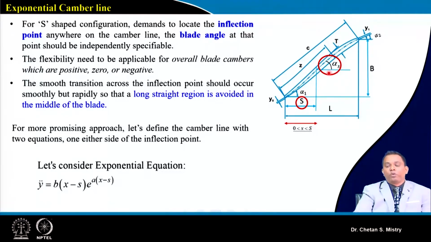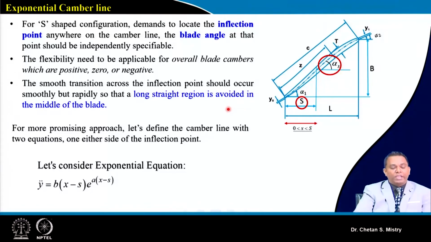So what we will be doing, we will be putting some point, and we will be having control on that point. So we will have one line up to some location, and a second line up to some location, and that's how we can go with the development of this kind of camber line.